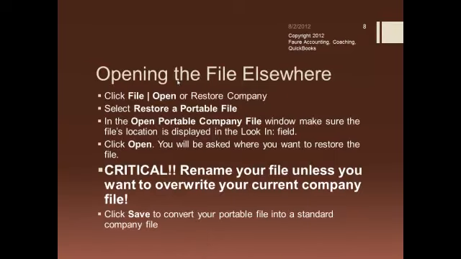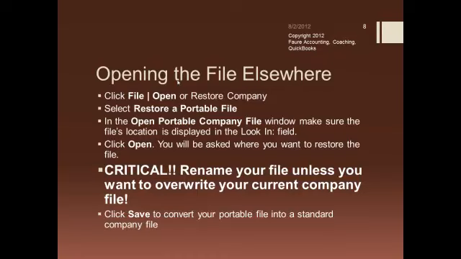Opening the file elsewhere. When you're ready to open your portable file at another location, click File, Open or Restore Company. In that window that opens, select Restore a Portable File. The Open Portable Company File window opens. Make sure that the file's location is displayed in the Look In field. Click Open. QuickBooks then asks you where you want to restore the file.